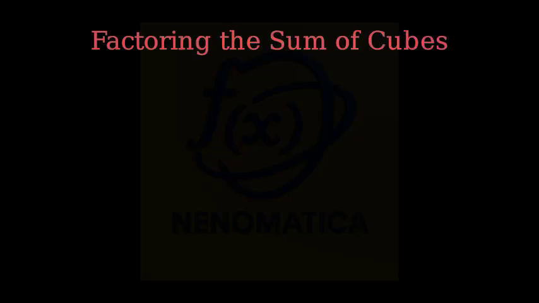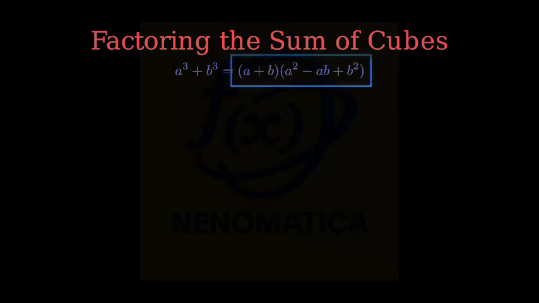Today, we'll explore an important factoring technique, the sum of cubes identity. Let's start by understanding the general formula for the sum of cubes. The sum of cubes identity states that a cubed plus b cubed equals a plus b times a squared minus ab plus b squared. Let's visualize this with an example.